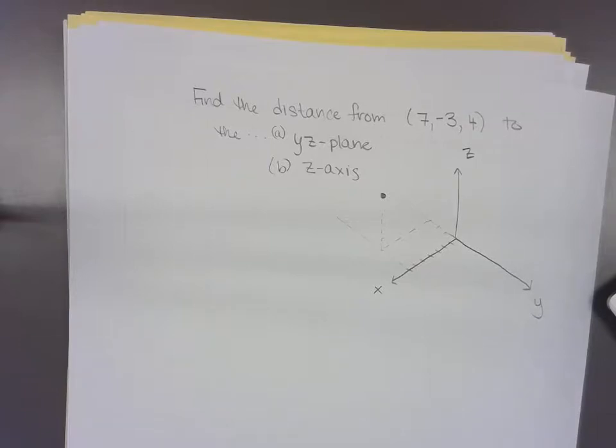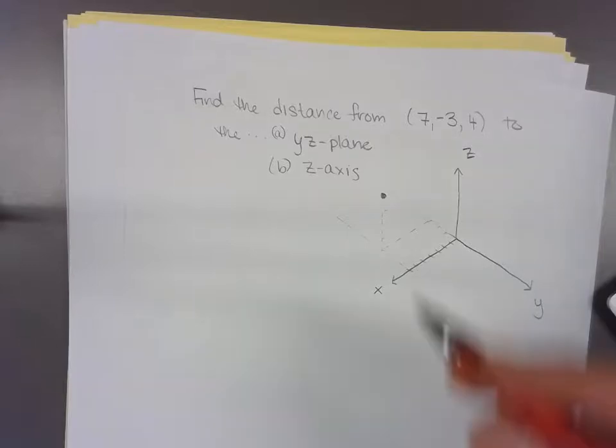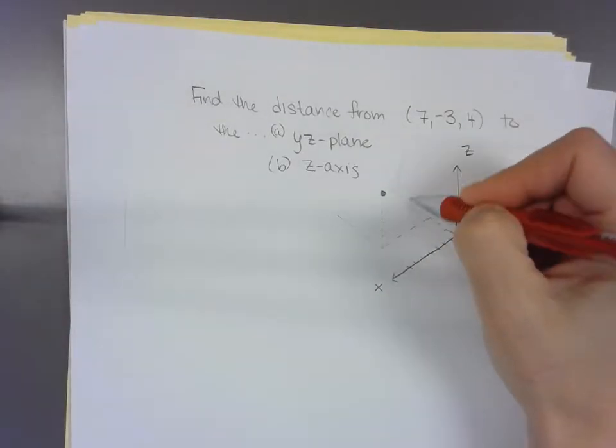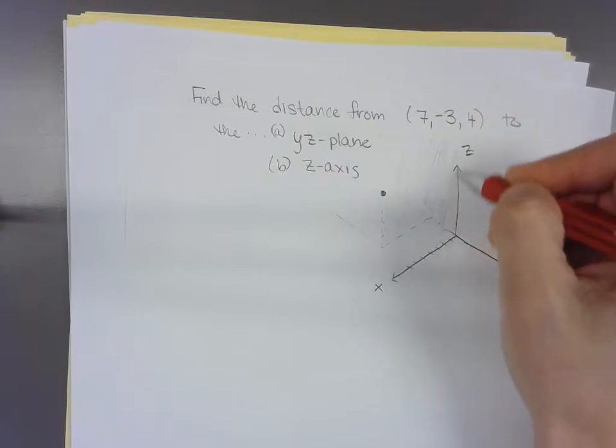And we want to figure out how far it is from the YZ plane. So think about the room. Which part of the room is the YZ plane? Is it the side wall? Is it the floor? Is it the back wall? Z has to go up and down, so it can't be the floor, it's one of the walls. And the Y goes left to right, so that would be the back wall. So we want to know how far away that point is from the back wall.